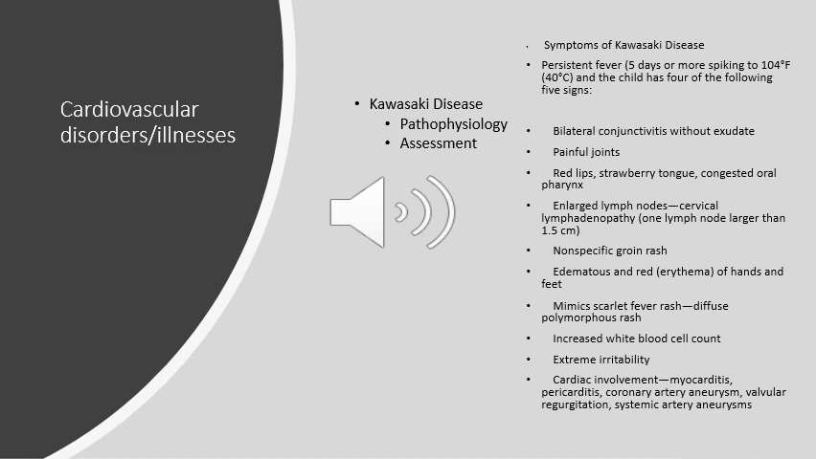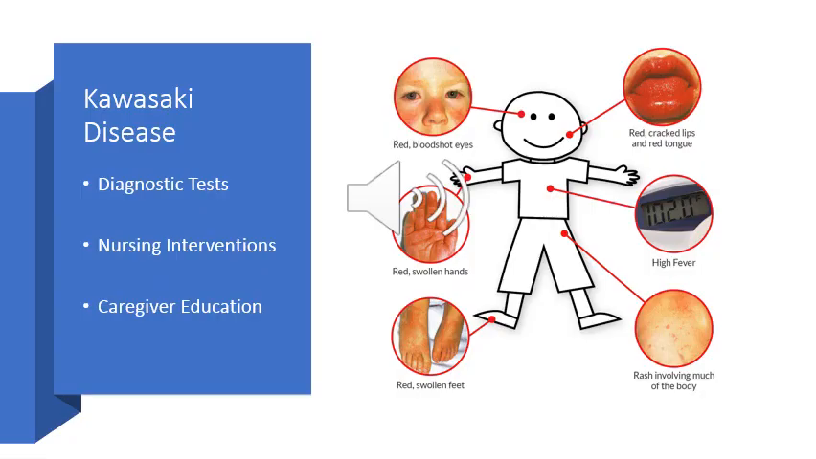So you're going to see nonspecific groin rash, edema and red erythema of the hands and the feet, an increased white blood cell count. This can actually mimic scarlet fever, and diffuse polymorphous rash, and extreme irritability. So, like I said, Kawasaki disease diagnosis is through exclusion because it often mimics other diseases like scarlet fever, mono, toxic shock syndrome, because of the hands and the feet, and mycoplasma.